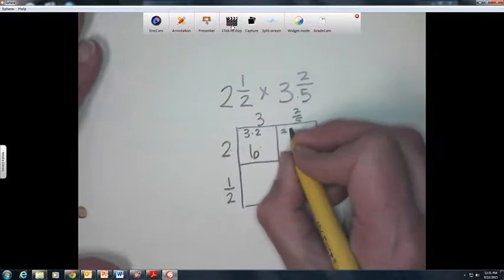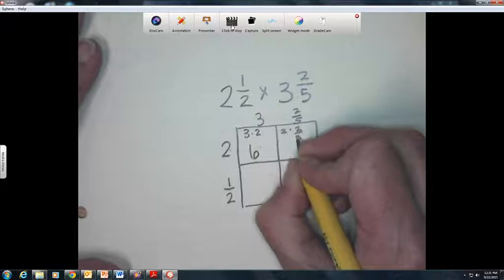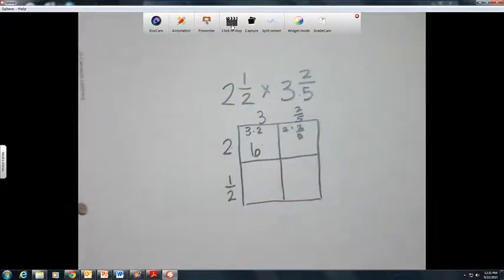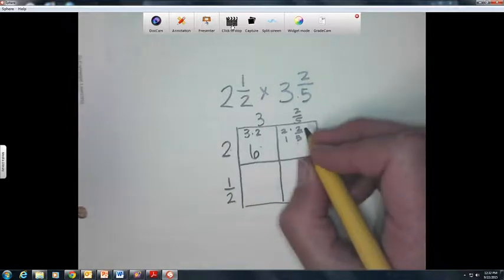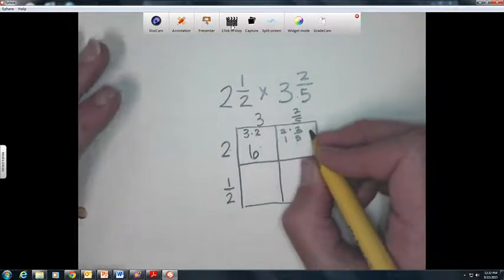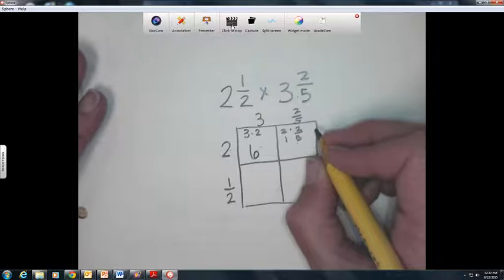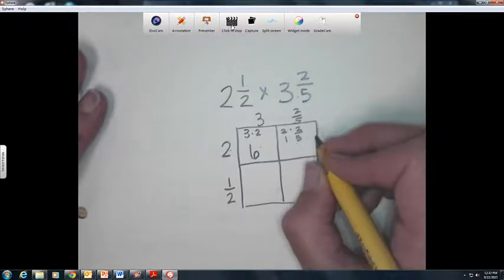2 times 2/5. But it feels very weird with that just being a 2, so how can I set it up so that it works better with multiplying fractions? Sandra. Put it over top of a 1. So, then if I multiply across, what do I get? Troy? You get 4/5.